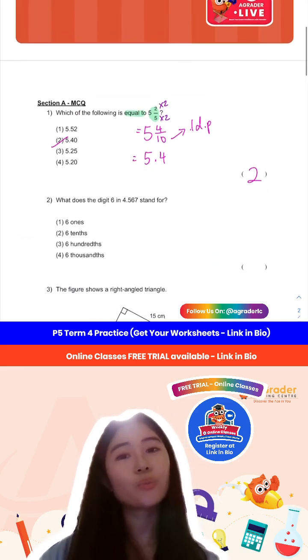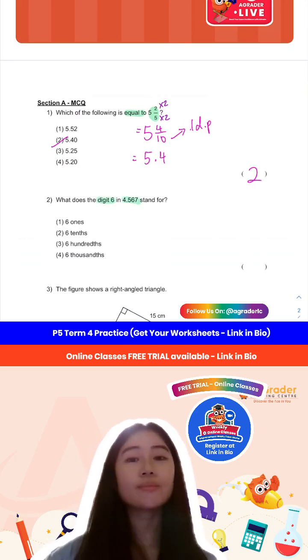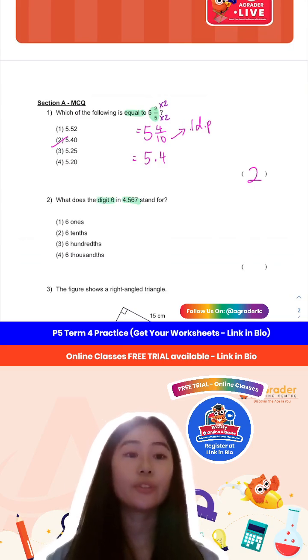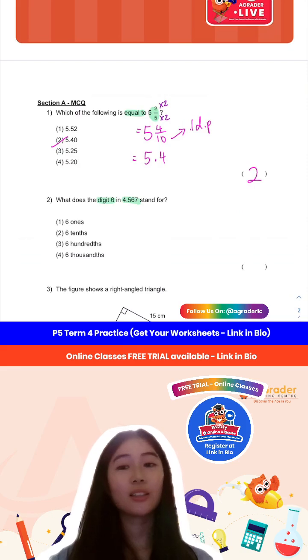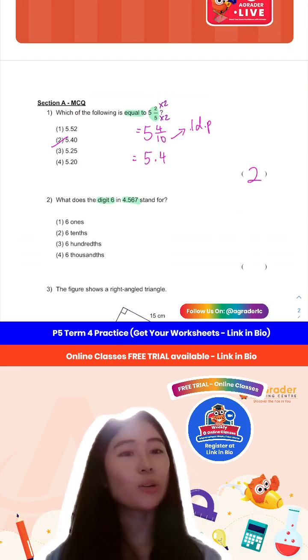Question 2. Let me know your answers in question 2. Okay, for question 2, what does the digit 6 in 4.567 stand for? It should be quite fast because you don't need to calculate anything for this, right?